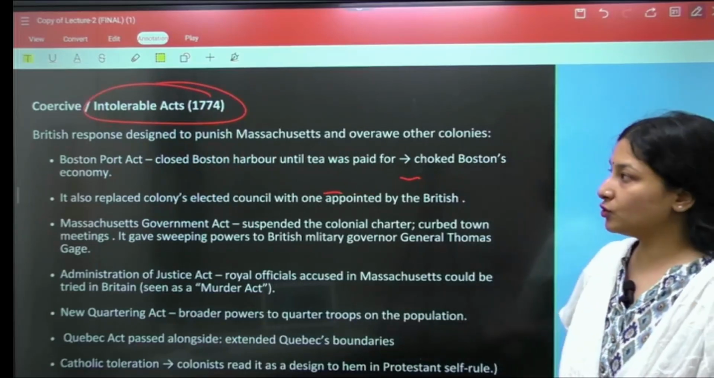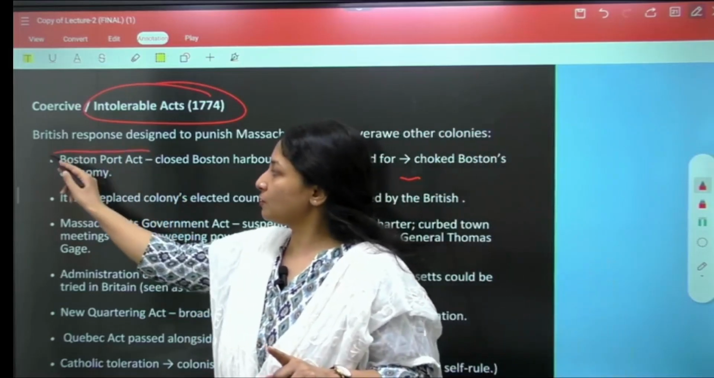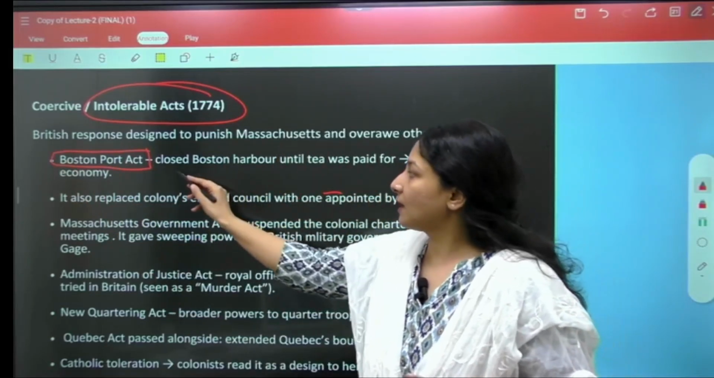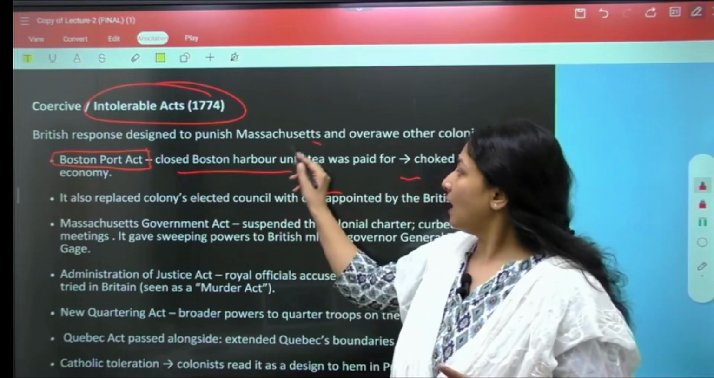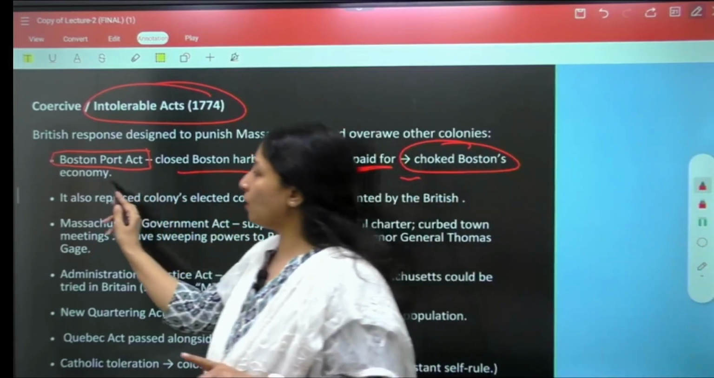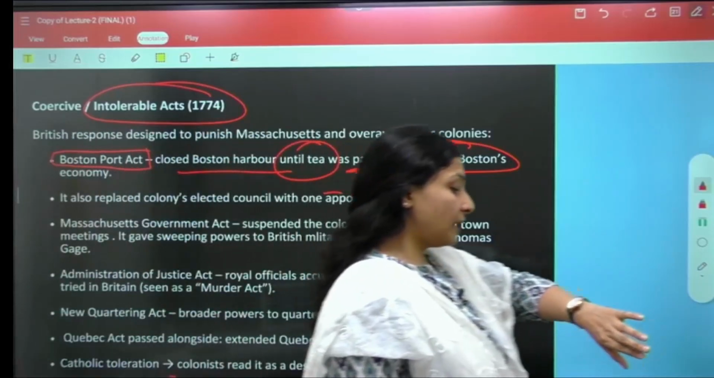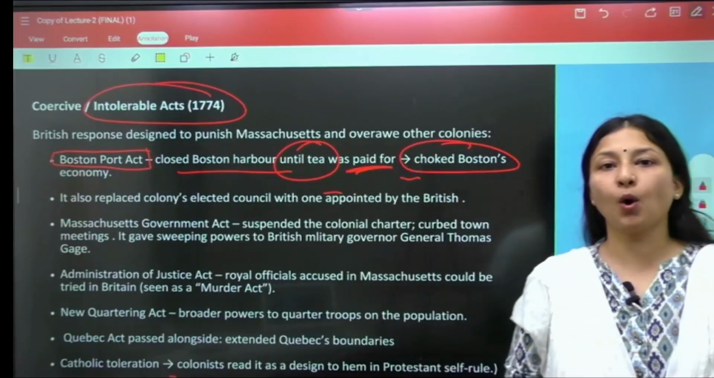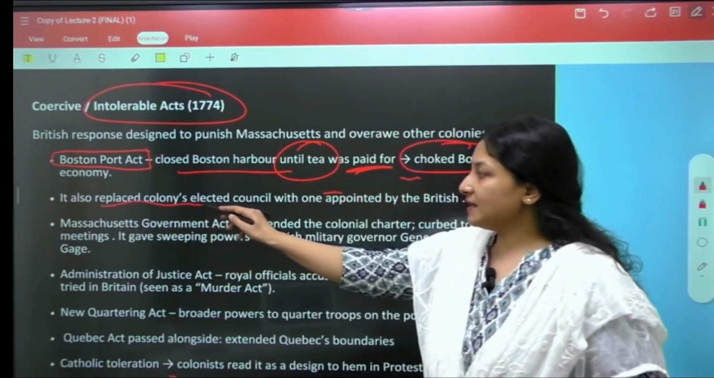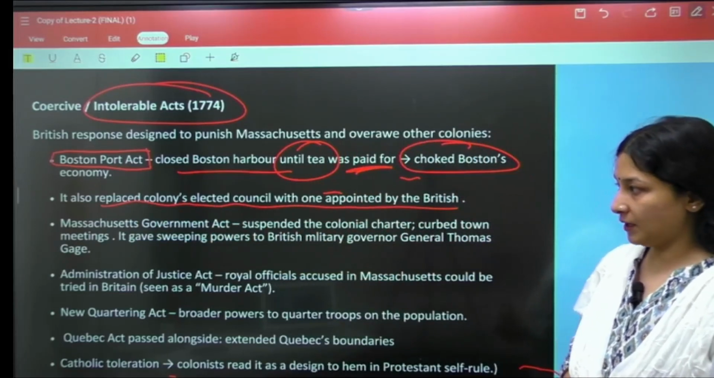First thing, they decided to punish the people. They decided to put in place the Boston Port Act. They closed the Boston harbor until the tea was paid for. So everything was choked. The whole of Boston's economy was choked. Now understand, the local man is totally dependent on the economy. It also replaced the colonies' elected council with one appointed by the British.